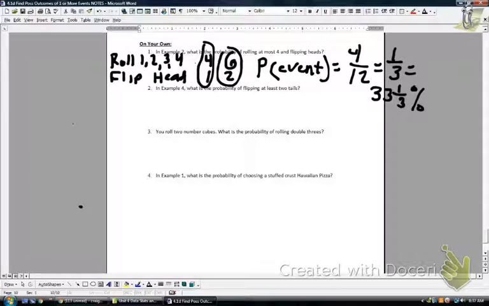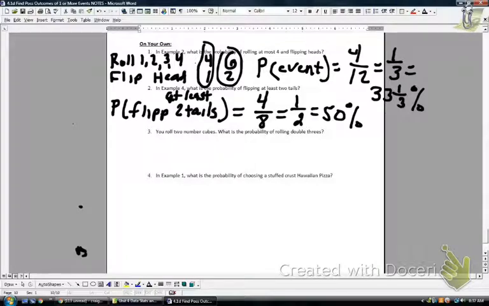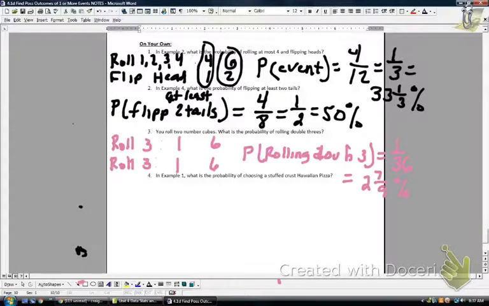Go ahead and work through the next examples, and then you can come back and check your work. In example 4, what is the probability of flipping at least 2 tails? I just went back to the tree diagram and I counted. There were 4 possible outcomes out of 8 total, which is 1/2, which is 50%. You rolled 2 number cubes. What is the probability of rolling double 3s?